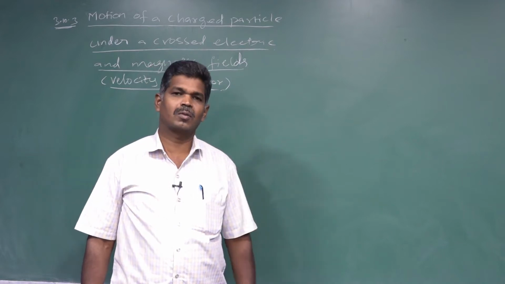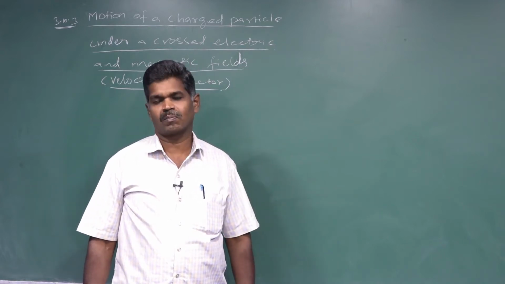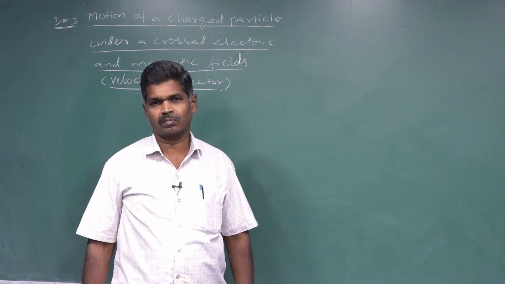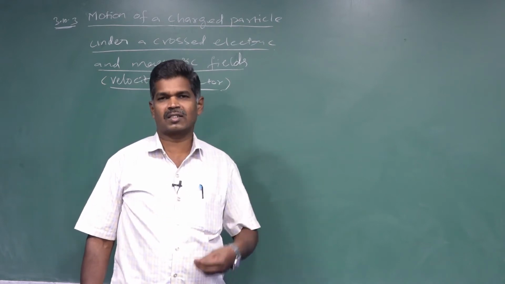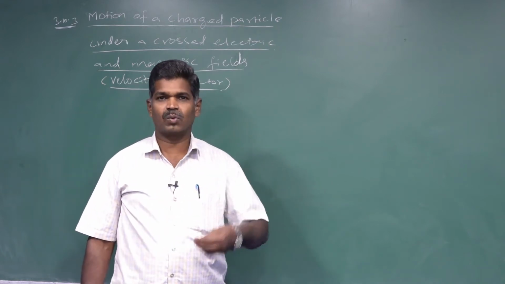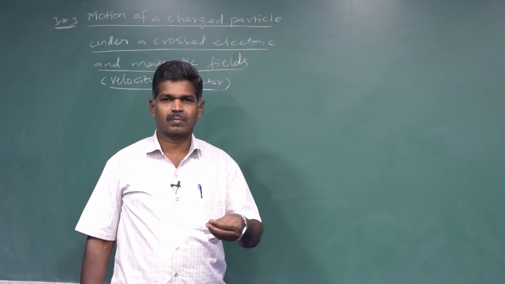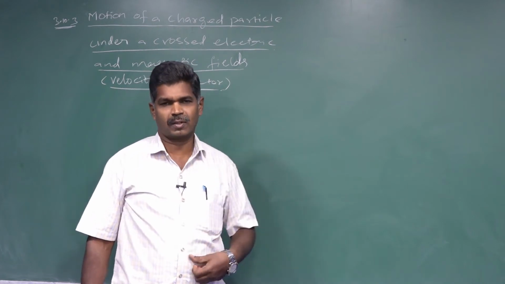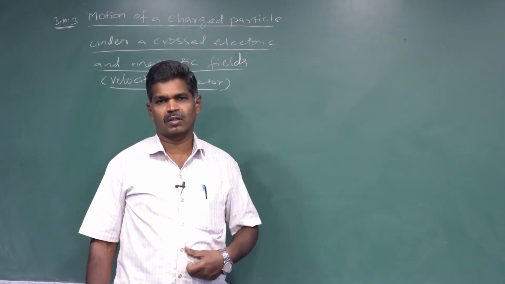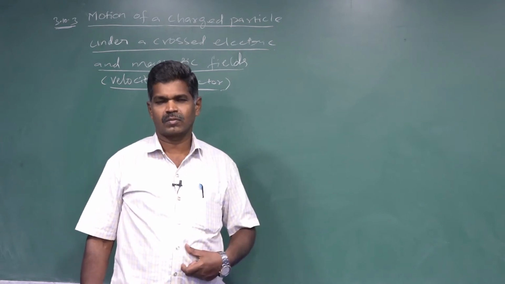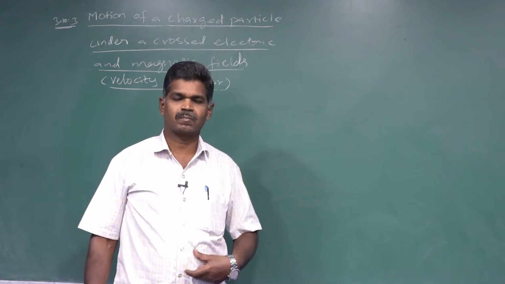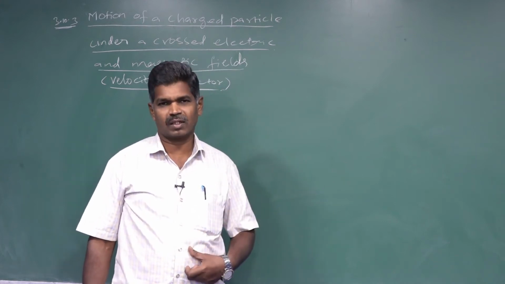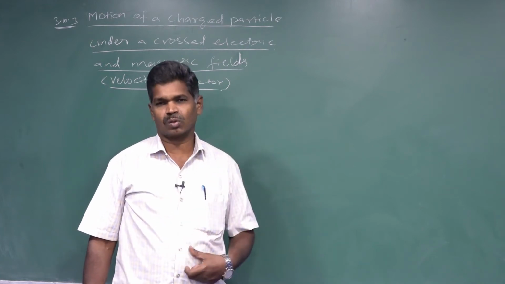Today we are going to see about the motion of a charged particle under an electric and magnetic field. An electric field can exert an electric force. A magnetic field can exert the magnetic Lorentz force on that charged particle. Due to these two forces, if we apply them separately, the charged particle can be deflected in its path. So how can it be deflected? First we will go through that.